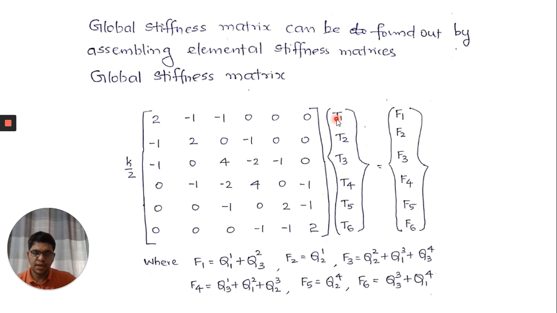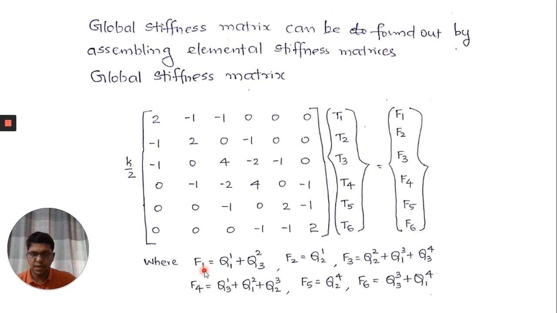And here this actually represents the temperature in the global nodes. So T1, T2, T3, T4, T5, T6 represent the temperature at 6 global nodes. And F1, F2, F3, F4, F5, F6 represent the normal heat flux from each global node 1, 2, 3, 4, 5, 6.